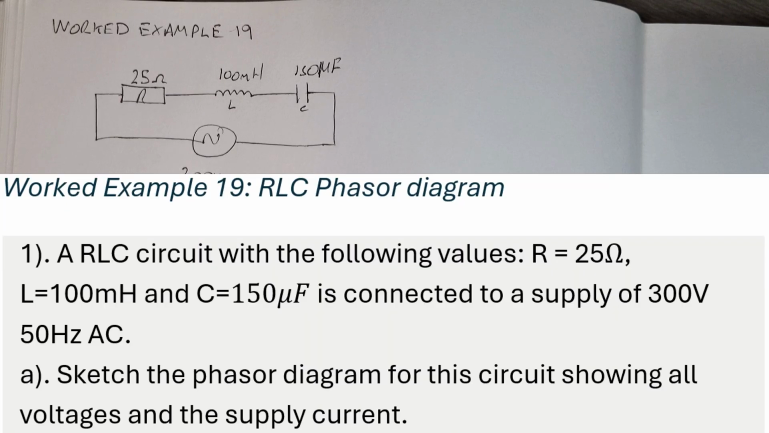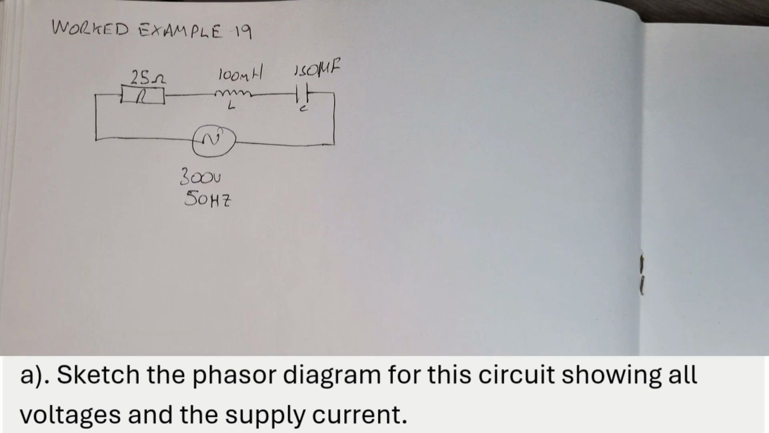Worked example 19, RLC phasor diagram. An RLC circuit with the following values of resistance 25 ohms, inductance 100 millihenries and capacitance 150 microfarads is connected to a supply of 300 volts 50 Hz AC. Sketch the phasor diagram for this circuit showing all the voltages and the supply current.